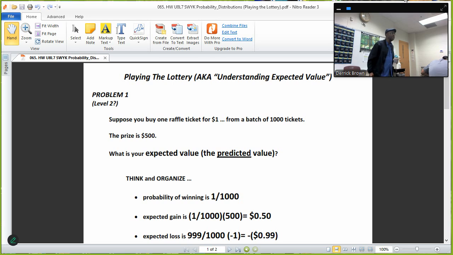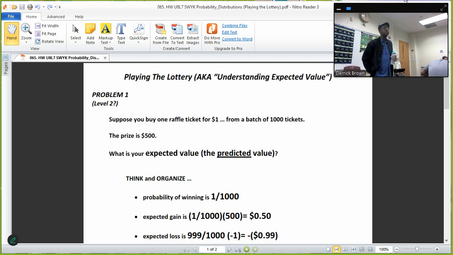You ready? All right. So I've got 1,000 tickets sold for $1 a piece. How much money am I going to collect? I'm collecting $1,000. Remember, the prize is $500. Now let's talk probability. How many tickets are being sold? How many winners am I going to have? One. What is the probability of winning the lottery? 1 out of 1,000. What is the probability of losing the lottery? 999 out of 1,000. It's almost guaranteed that you're going to lose this lottery, if we're talking probability and numbers, right?